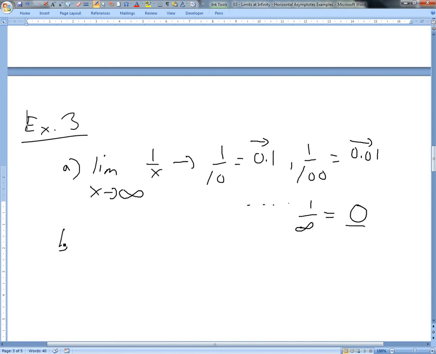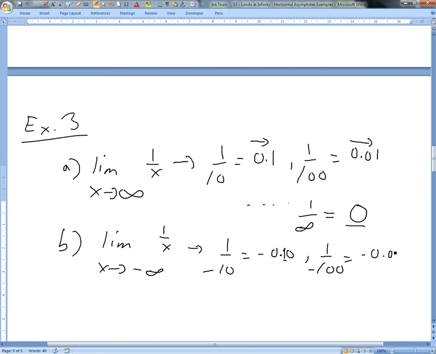And similarly, if we look at part B, which is limit as x approaches negative infinity, again you could use the same approach above, but now you're approaching negative. So if we look at 1 divided by negative 10, we're going to equal negative 0.1 right here in front, and then similarly 1 over negative 100, you're going to equal negative 0.01. So as you get larger and larger, you're approaching again 0, but from now the negative side.